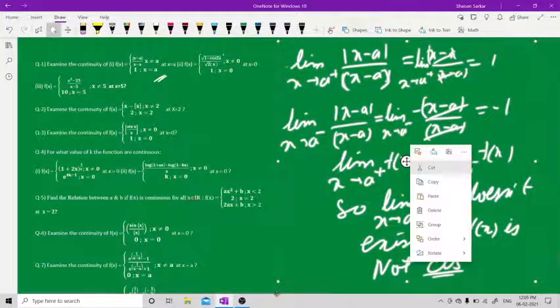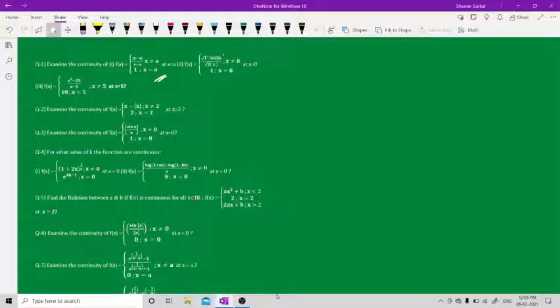Delete all this. Now let's come to this point. This point is over. Now let's come to this question. The second question. See, you have already seen this. f(x) equals the fractional part of x. Let me do it straight away instead of writing all this. I have to find it at 2.